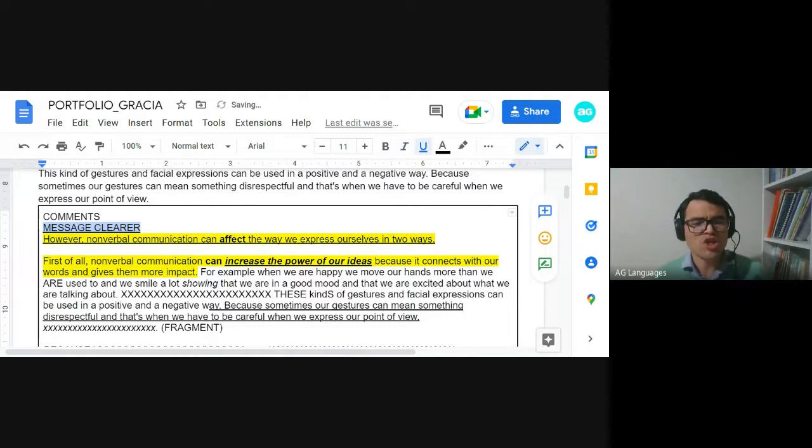Okay, so question: what is this student talking about? Increasing the power of your ideas. Do you see that the rest of the paragraph is about that? First of all, the topic sentence, in my opinion, is too long. You should finish here, or this student should finish there.